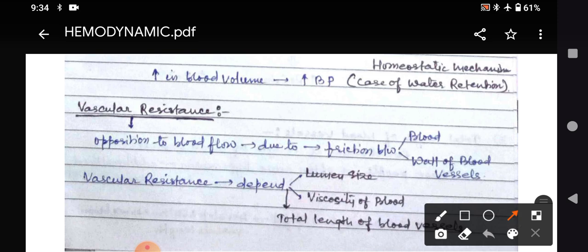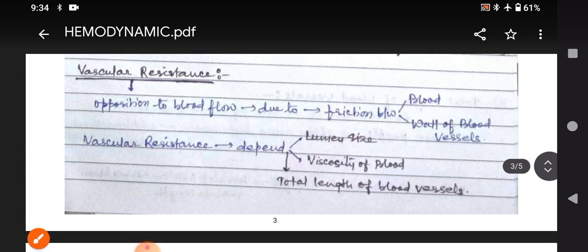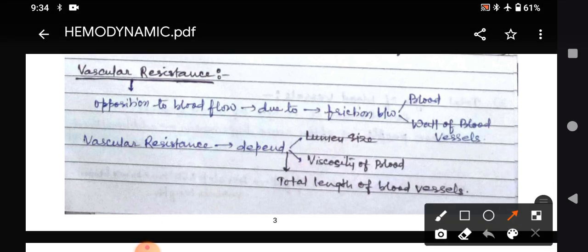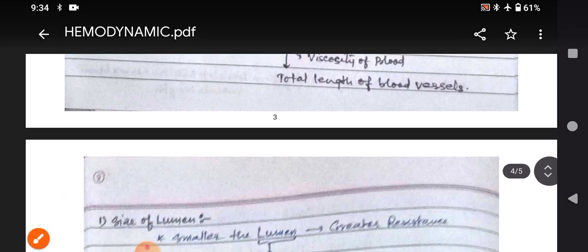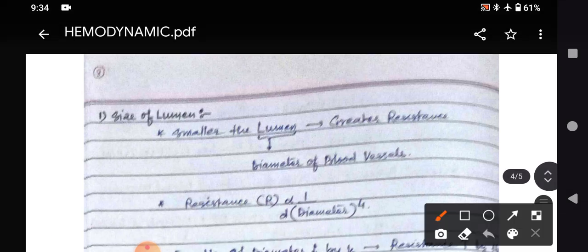So what is this vascular resistance? It is nothing but the opposition to the blood flow, and this opposition to the blood flow is because of the friction between the blood and the wall of the blood vessels. Now, this vascular resistance depends upon three factors. First one is lumen size, second one is viscosity of the blood, and third one is total length of the blood vessels.